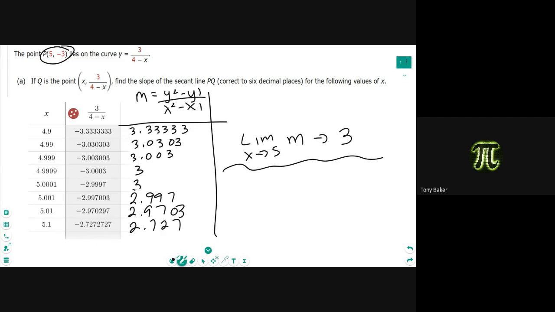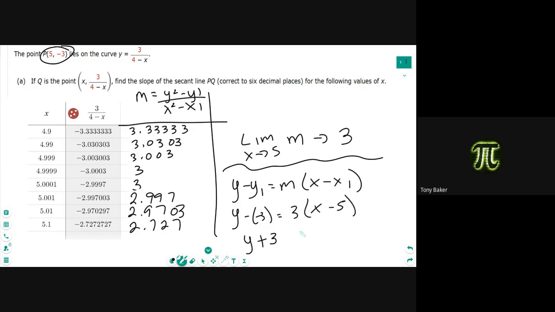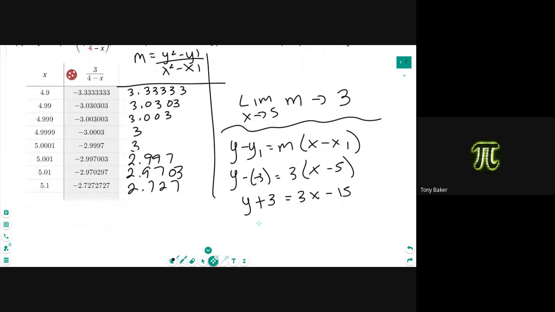Although in this case, I don't have the intercept, so with that equation I'll have to do an extra step to plug back in. You could also use the point-slope equation, which is the one you just said: y minus y1 equals m times x minus x1. So we've got y minus negative 3 equals 3 times x minus 5. So y plus 3 equals 3x minus 15. So y equals 3x minus 18. And that's my equation.